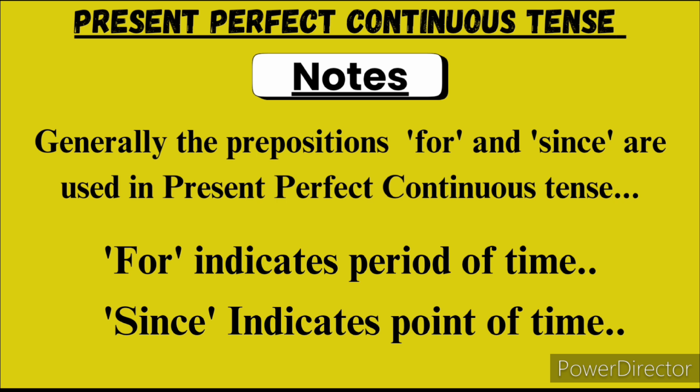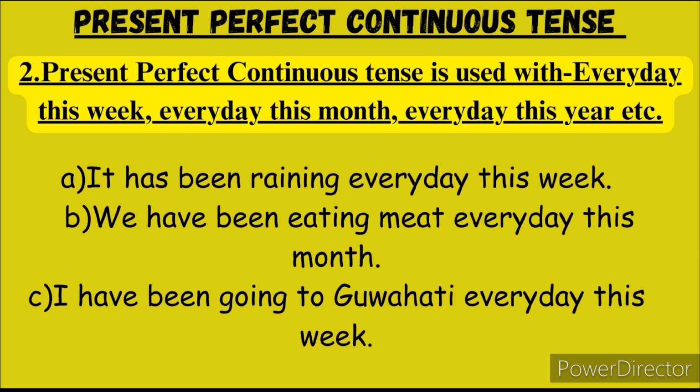Generally, the prepositions for and since are used in present perfect continuous tense. We know very well that for and since are an inseparable part of present perfect continuous tense. For indicates a period of time and since indicates a point of time. We read it in class 10, class 9.